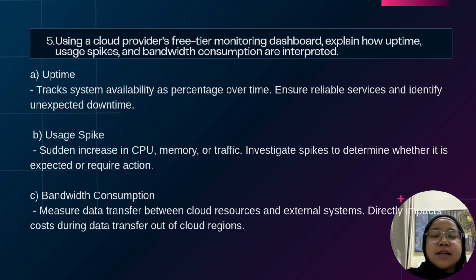Next is usage spike. A usage spike is a sudden increase in CPU, memory, or traffic. Investigating a spike is important to determine whether it is expected or requires action. And the last one is bandwidth consumption. Bandwidth consumption measures data transfer between cloud resources and external systems. This directly impacts cost during data transfer out of cloud regions.